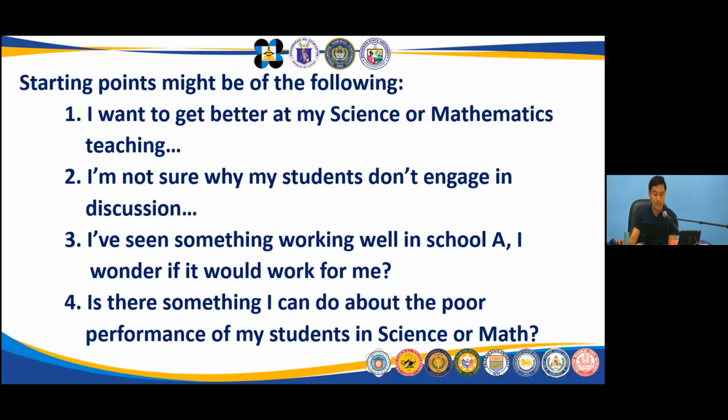Here are starting points that might be considered in our action researches. It's like, I want to get better at my science or mathematics teaching. I'm not sure why my students don't engage in discussion. I've seen something working well in school A. I wonder if it would work for me. Is there something I can do about the poor performance of my students in science or mathematics?